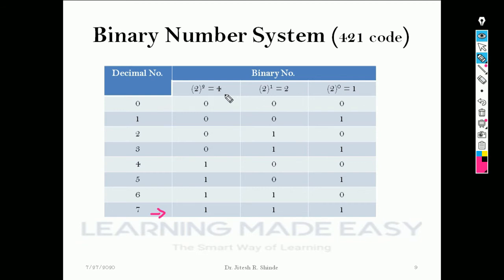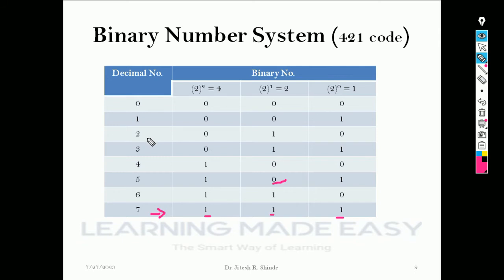Since we are using all 3 digits 4, 2 and 1 to generate 7, that's why 1 has been written here. Say we go with 5. How can we form 5 from 4, 2, 1? 4 plus 1 means 5. 2 has not been used, so that's why 0 has been placed here. So the decimal number 5's equivalent binary code is 101.